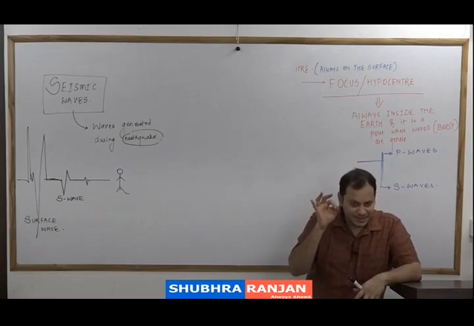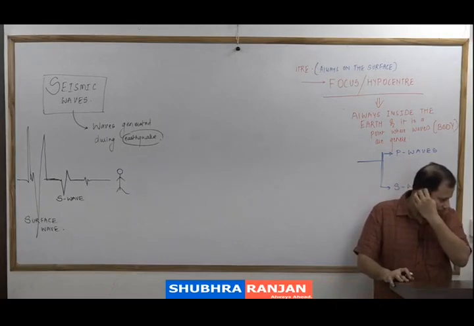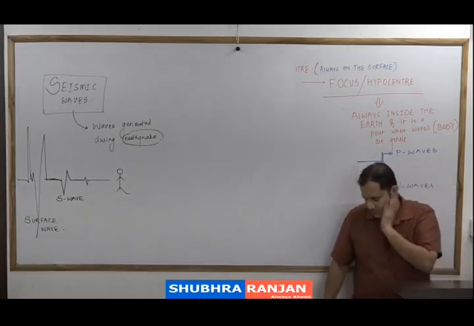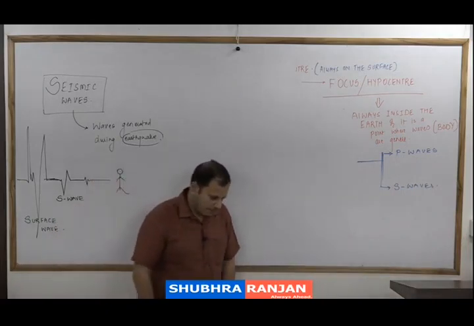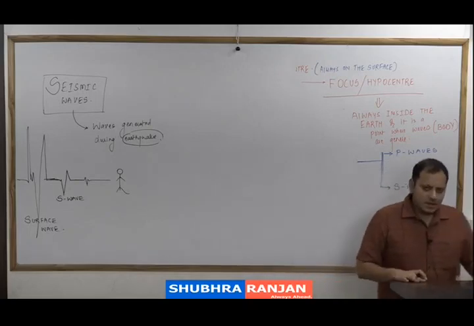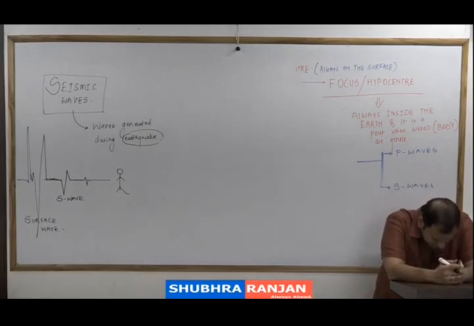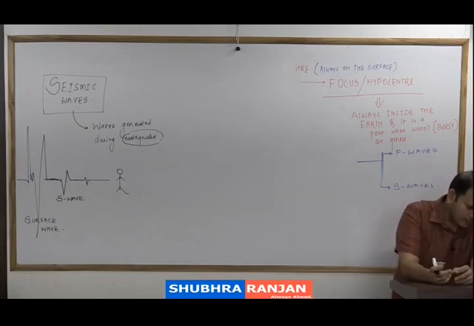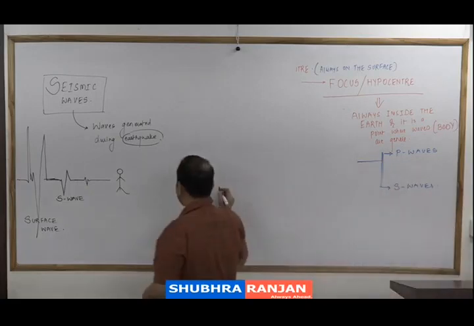So before we see how it does, write the properties of the P wave. Properties of the P wave: Primary waves are the first waves to be recorded on the seismograph.